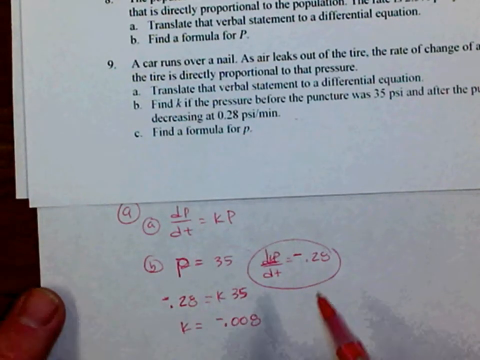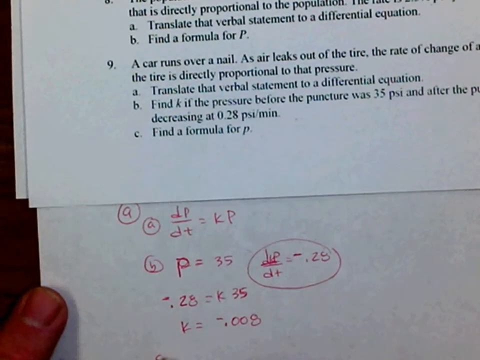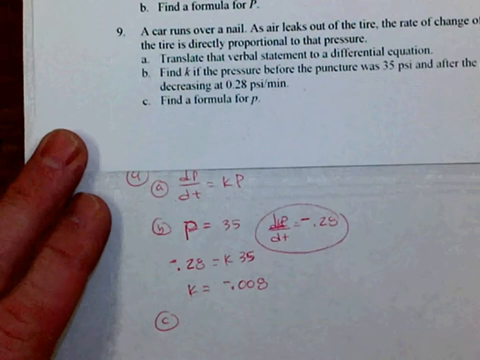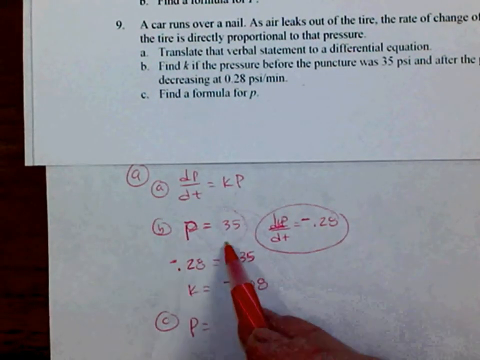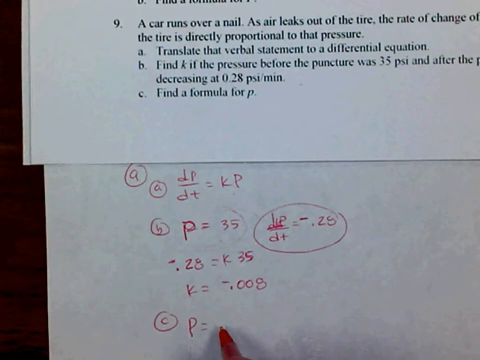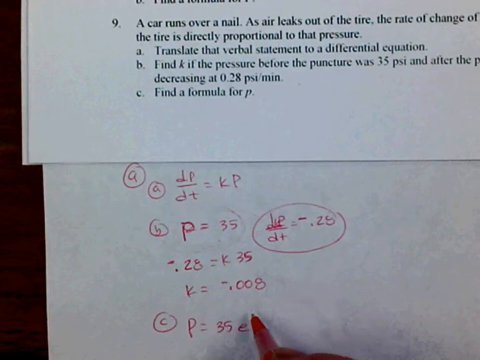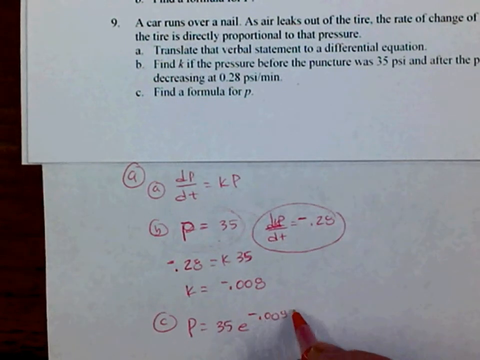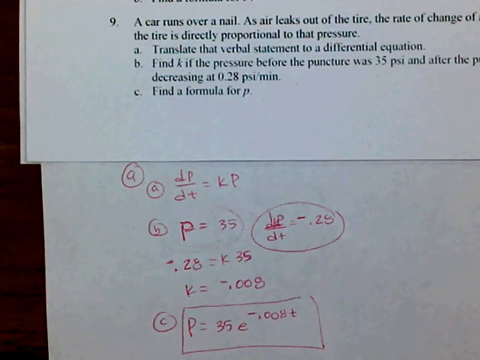Let's find a formula for P. We know, again, our initial amount, which is C, is 35. And now that we know K, we can go straight to our equation and write the formula for P. P equals 35 times e to the negative 0.008t.